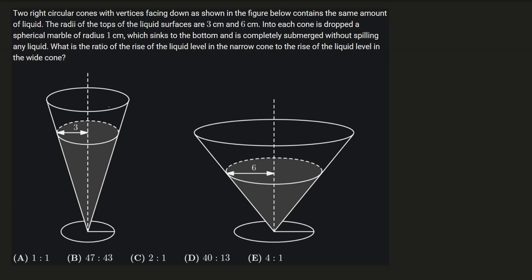Into each cone is dropped a spherical marble of radius 1 cm, which sinks to the bottom and is completely submerged without spilling any liquid. What is the ratio of the rise of the liquid level in the narrow cone to the rise of the liquid level in the wide cone?